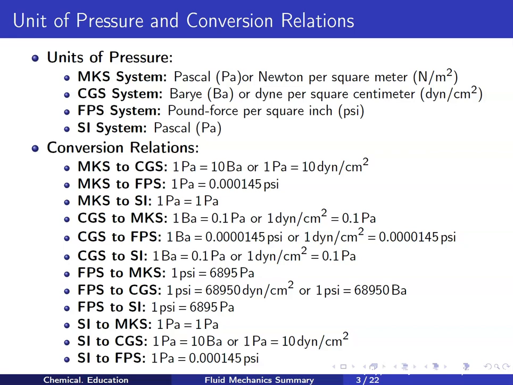Conversion relation: MKS to CGS, 1 Pascal is equal to 10 Bar or 1 Pascal is equal to 10 Dyne per centimeter square. MKS to FPS, 1 Pascal is equal to 0.00145 psi. So I have given here CGS to MKS, CGS to FPS, CGS to SI. So FPS to SI, SI to MKS, SI to CGS, and SI to FPS. You can go through it and you will easily get it.